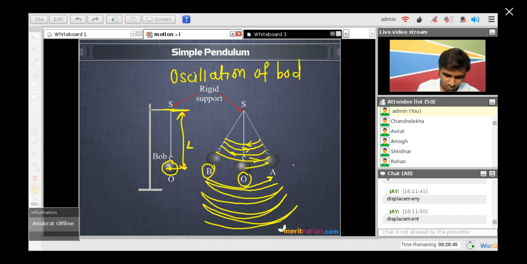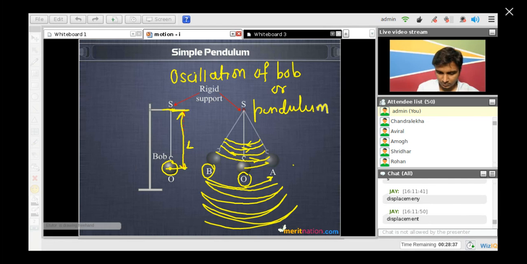Not bob, it is bob. Oscillation of bob or pendulum. Alright, oscillation of bob or pendulum. Okay, so this was oscillation of bob and pendulum. Now this is an example of oscillation or periodic motion, so it must have some time period. The time taken to complete one oscillation is termed as the time period of the pendulum.